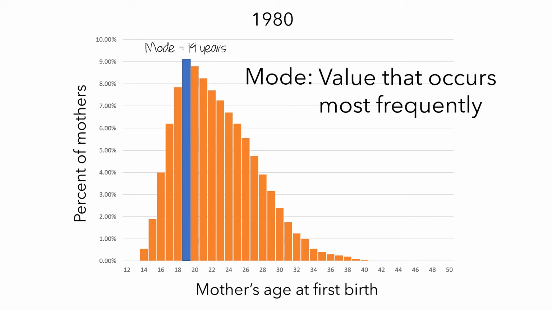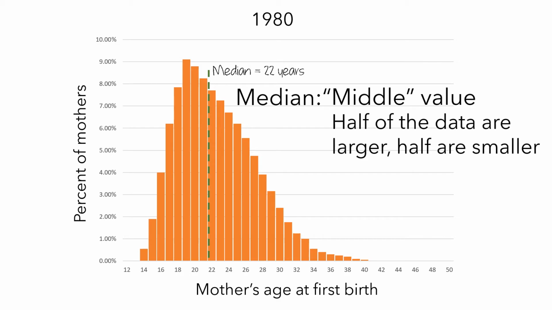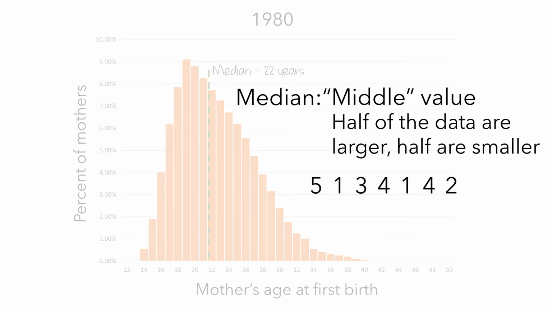Next, let's look at the median. The median is the middle value. In other words, half of the data values are larger and half are smaller than the median. Let's look at an example. Here is a list of numbers in a made-up dataset. To compute the median, you would first arrange the numbers in order from smallest to largest, including repeated values.